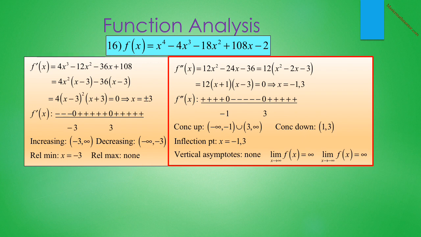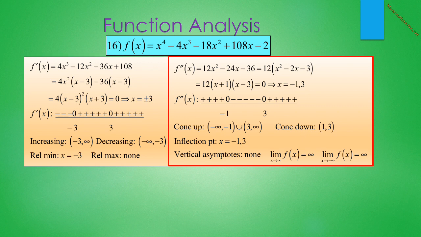We now do our second derivative work. f double prime is 12x squared minus 24x minus 36, factoring into 12 quantity x squared minus 2x minus 3, or 12 quantity x plus 1, x minus 3. Set equal to 0, we get x equals negative 1 and 3.